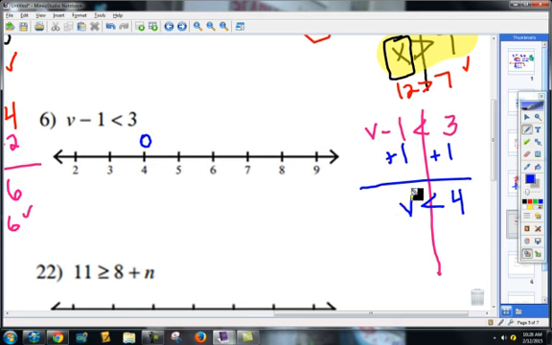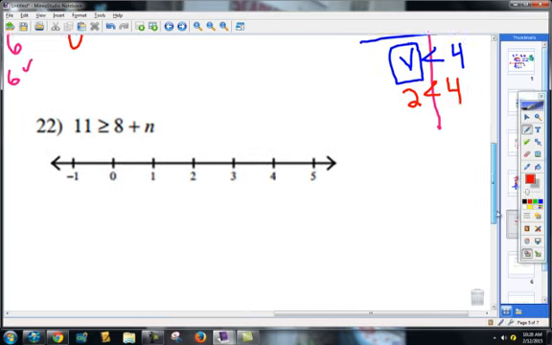Now, where are the possible answers for v? Are they to the left of 4 or are they to the right of 4? They are to the left. And then what's that last step we should always take? Just pick a number. What number you want to use, guys? 2. We'll use 2. Okay, we put 2 in there. Guys, is that a true statement? Is 2 less than 4, guys? Yes, it is.